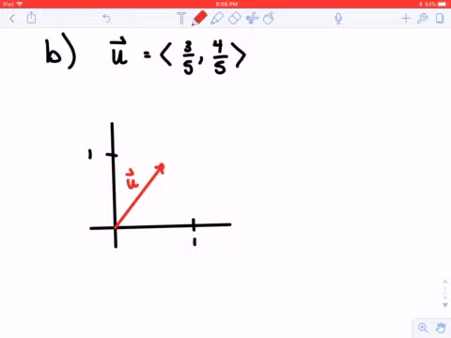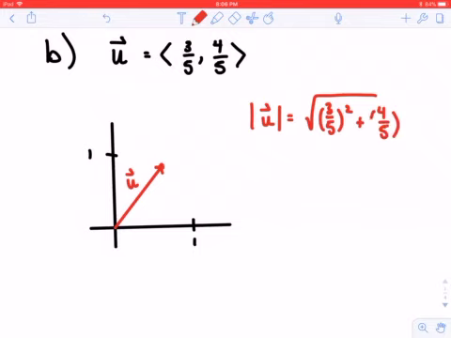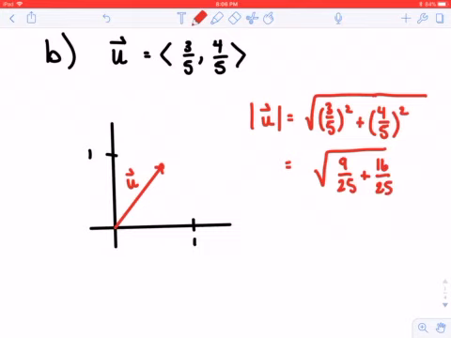Okay, so to find the magnitude, remember what we're going to do. I'm going to take the absolute value of a squared plus b squared. So 3/5 squared plus 4/5 squared. Simplify this, you're going to get 9 over 25 plus 16 over 25. Keep simplifying. 9 plus 16 is 25 over 25. And I get the square root of 1. So that actually came out pretty nice. So the magnitude, or the length of that vector, is just 1.